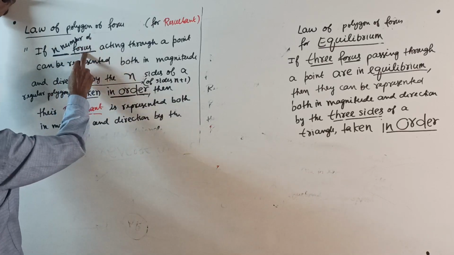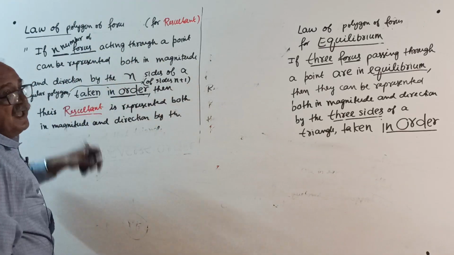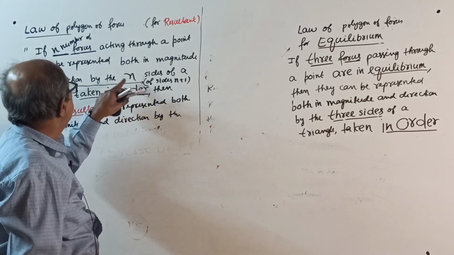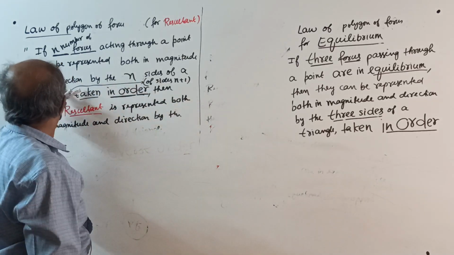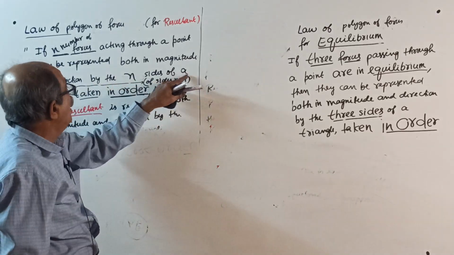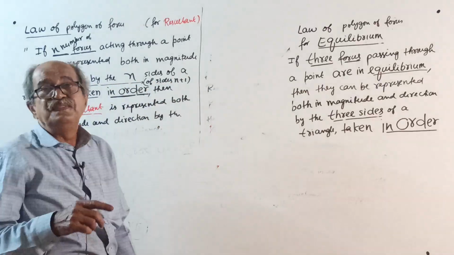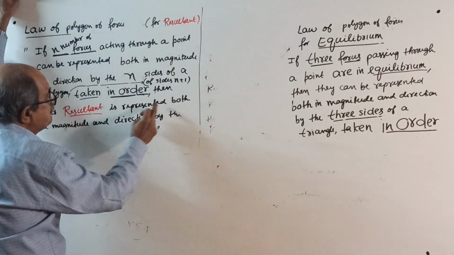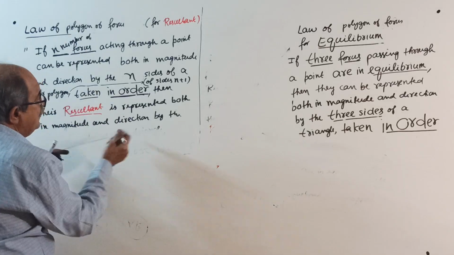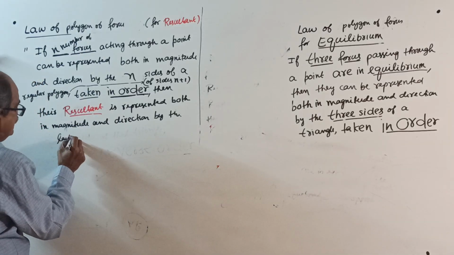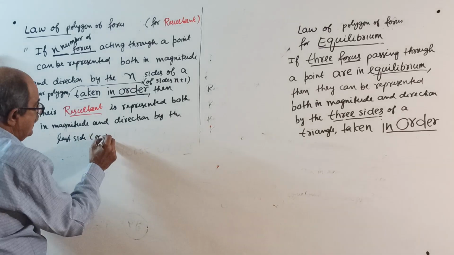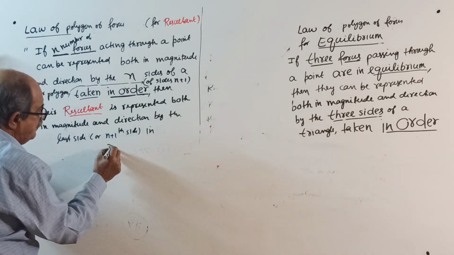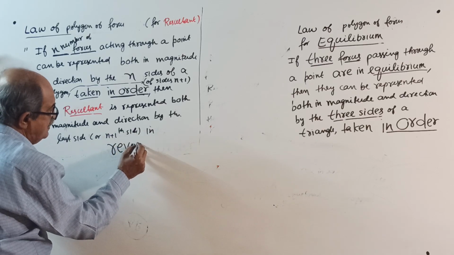If n number of forces acting through a point can be represented both in magnitude and direction by the n sides of a polygon which has number of sides n plus 1, then the resultant is represented both in magnitude and direction by the last side, the n plus 1 side, but in reverse order. I will explain this one.